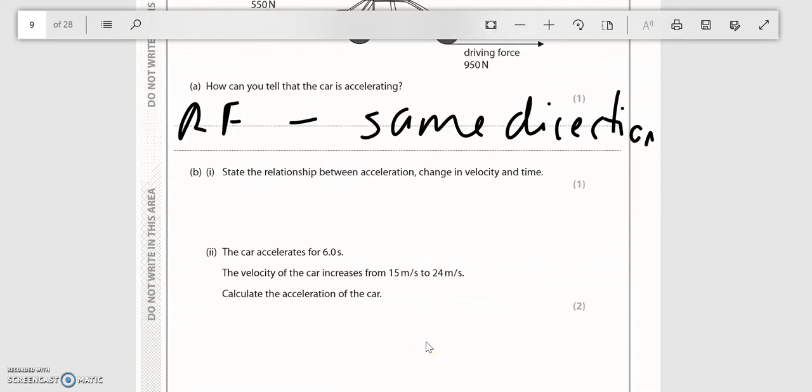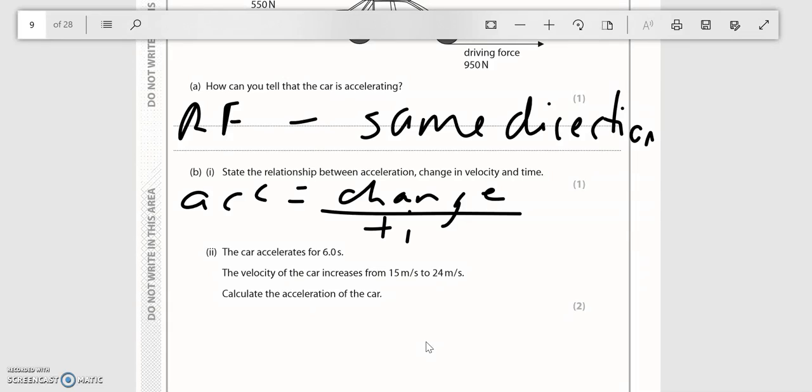Next question, state the relationship between these three things. So it wants an equation. So again, in words, acceleration equals change in velocity divided by time. I'm not going to write that out because my writing is huge. If you use symbols, the acceptable symbols are A equals V minus U over T, where A is acceleration, V is final velocity, U is initial velocity, and T is time taken. But I recommend writing it out in words to be safe.